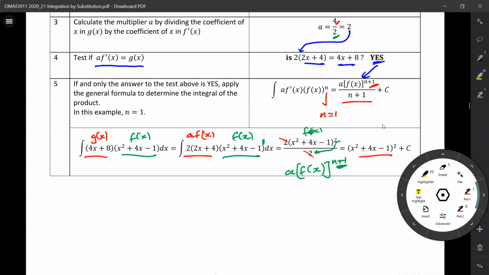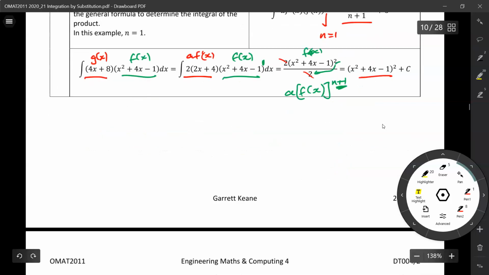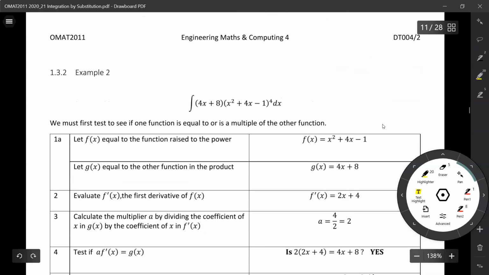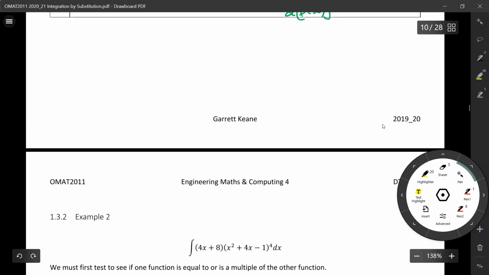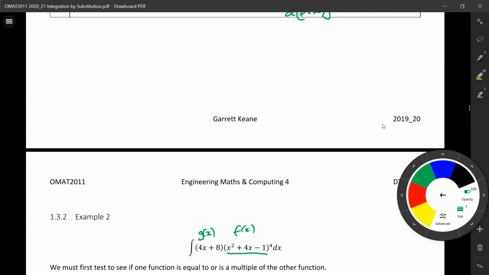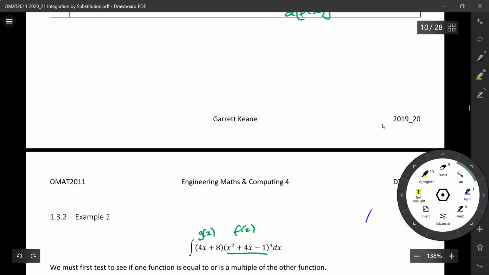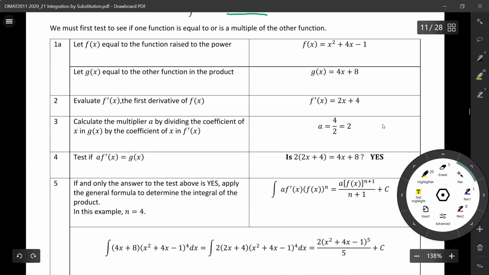Okay, so that's that one there. Let's look at this one here. This is where we have it to the power of 4. It doesn't matter that the power is here. All we're saying is that f(x) is this one, and g(x) is that one. So following the methodology, I have this in the notes anyway, but I'm just going to do it here. So step number 1, okay, hang on. What I'm going to do is zoom this up.